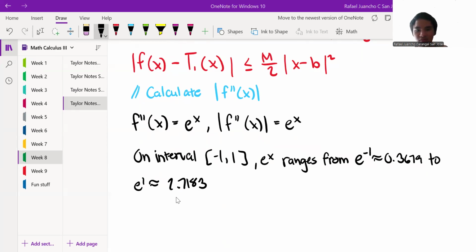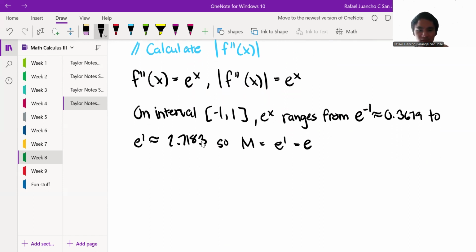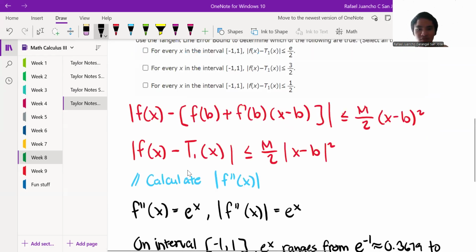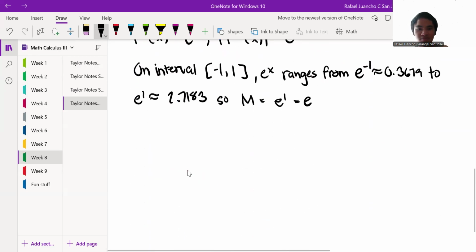And so, yeah, the maximum value of this thing is e to the 1, right? So m is e to the 1, which is the same as e. And so that's my e. And so also b is 0. So here's where we kind of just use the formula.